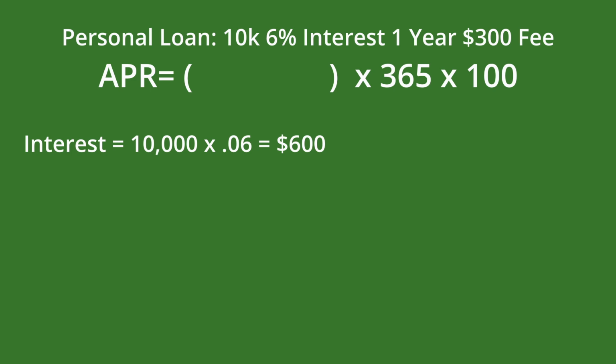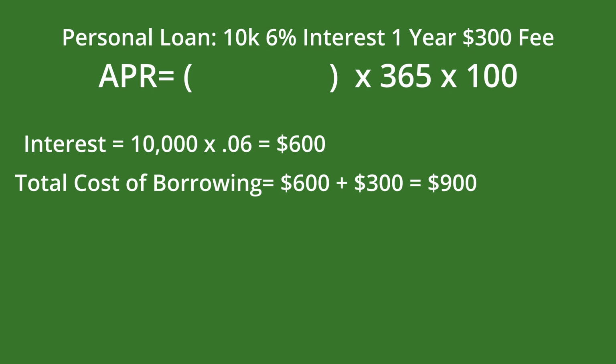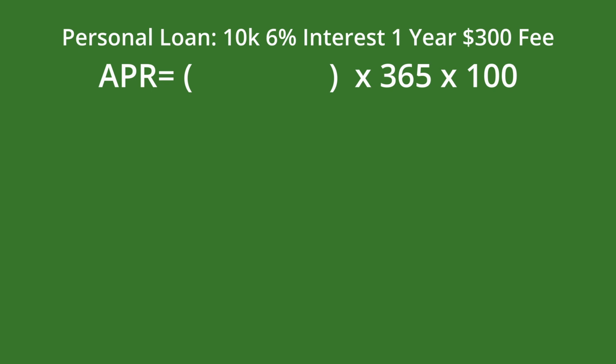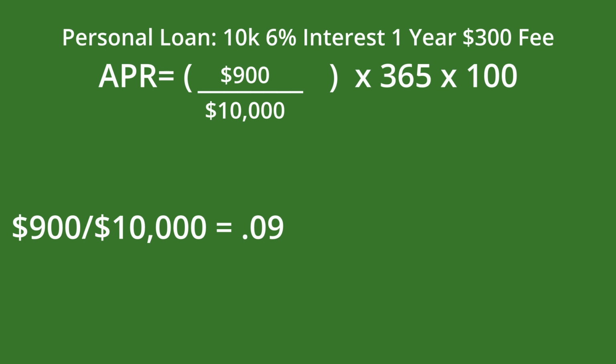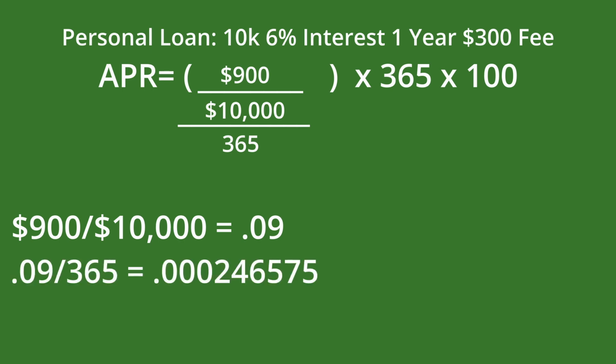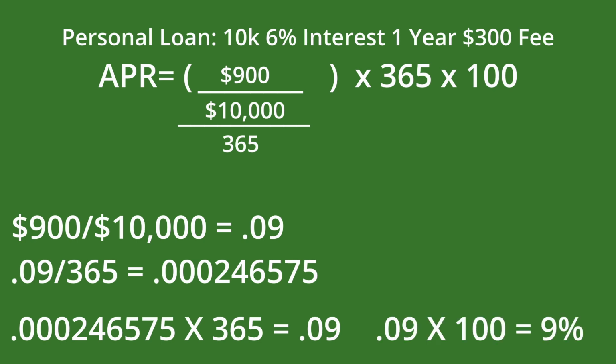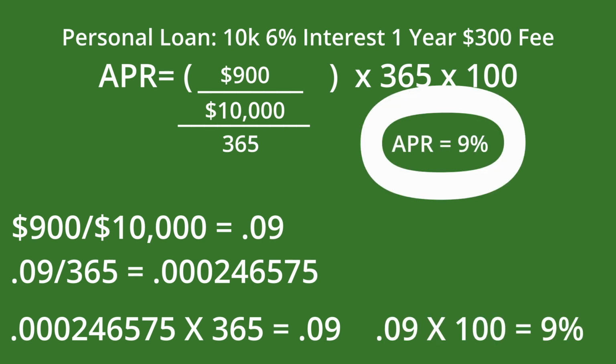Then we're going to calculate the total cost of borrowing. That's the total interest plus your origination fee. So in this case, it's $600 plus $300, for a total of $900. Then we divide that by the total amount of the loan. So 900 divided by 10,000 equals 0.09. Then we're going to divide that by the total number of days in the loan term. It's a 1-year loan, so it's 0.09 divided by 365, which is equal to 0.00246575. Then we're going to multiply that by 365 to find the annual rate, so we're back to 0.09. And then we multiply that by 100 to convert the rate into a percentage, making it 9%.